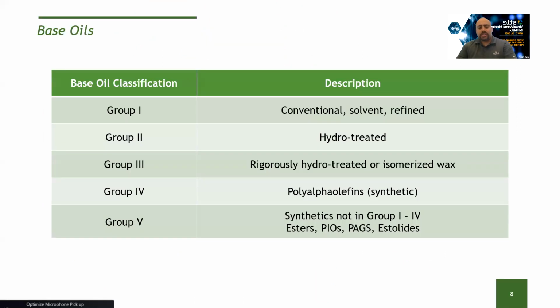Hydrolytic stability, I just want to describe this one slide. There are essentially 5 groups of base oils, group 1 to group 5. Conventional is group 1, solvent refined. Hydrotreated is group 2. Group 3 is essentially a rigorously hydrotreated base oil. Group 4 is synthetic, dealing with polyalphaolefins, PAOs. Group 5s are synthetics, and I mentioned groups 1 through 4, but these are comprised of esters, PIOs, PAGs, and estolides.